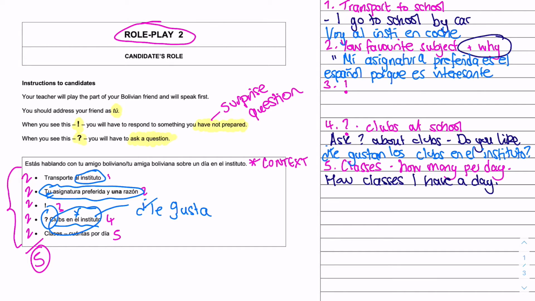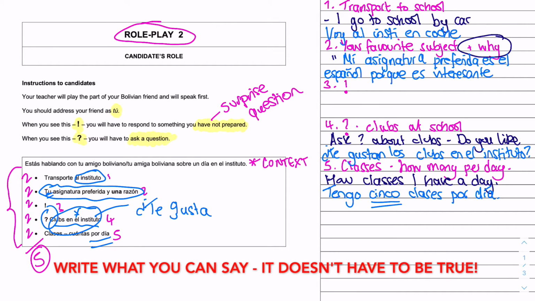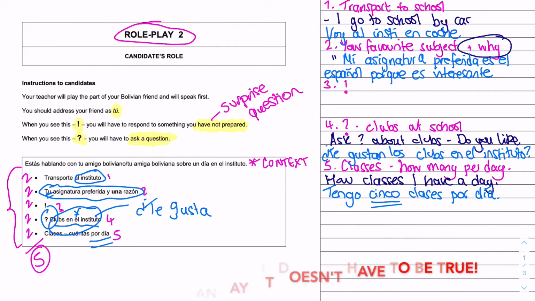And last one, classes per day. I'm going to use this per day. I'm going to say I have however many classes a day. Using exactly what's given to me. Now, what's important is I might not have 5 classes a day. In fact, I teach 7 or 8 classes a day. What's important is that you get something down that communicates. It does not have to be true. Okay, that's really, really important.